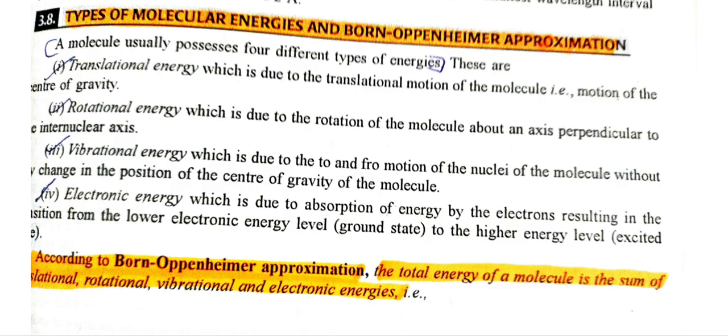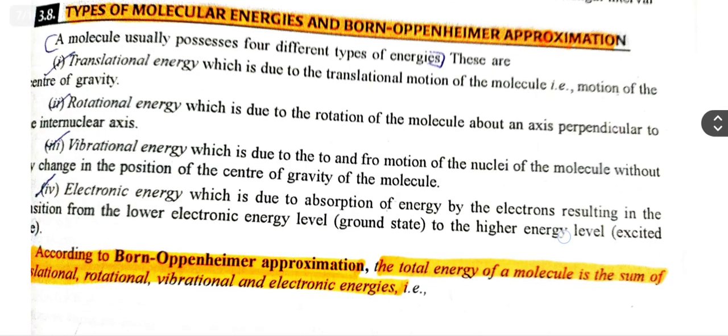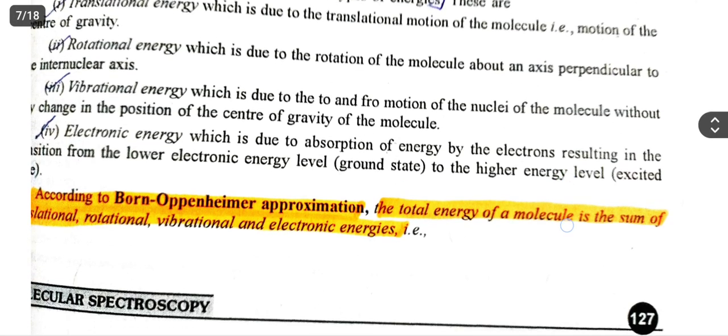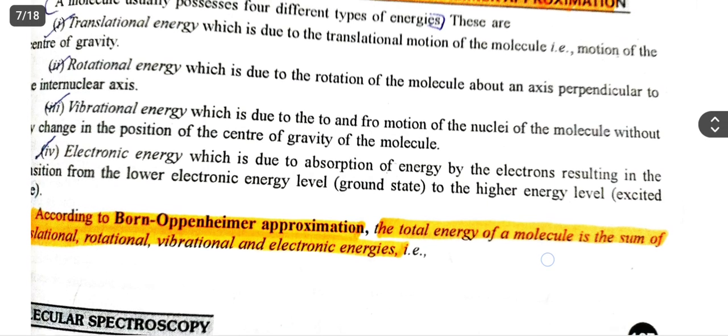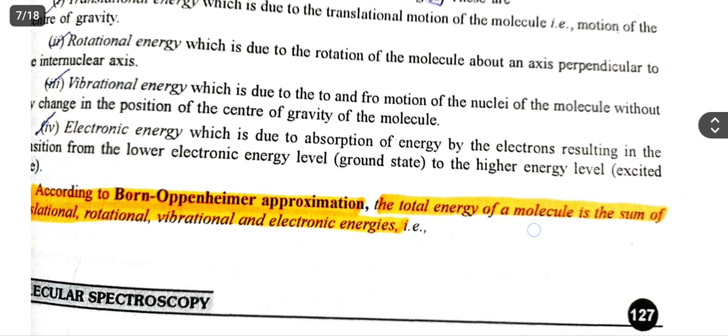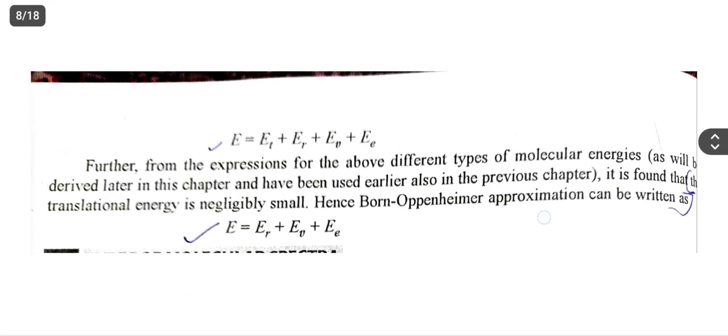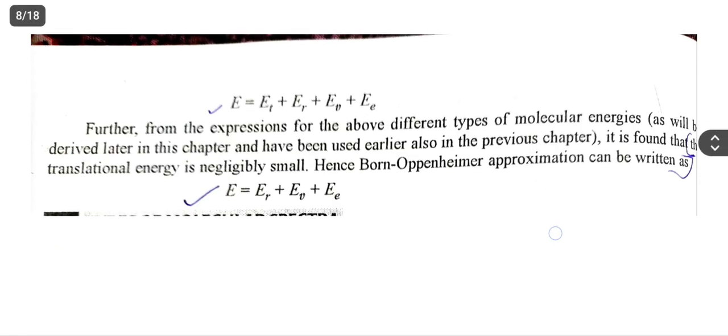Vibrational energy, which is due to the to and fro motion of the nuclei without change in the position of the center of gravity. Electronic energy, which is due to the absorption of energy by an electron, resulting in a transition from a lower electronic energy level to a higher one. According to the Born-Oppenheimer approximation, the total energy of a molecule is the sum of the rotational, vibrational, electronic, and translational energies: E = ET + ER + EV + EE.